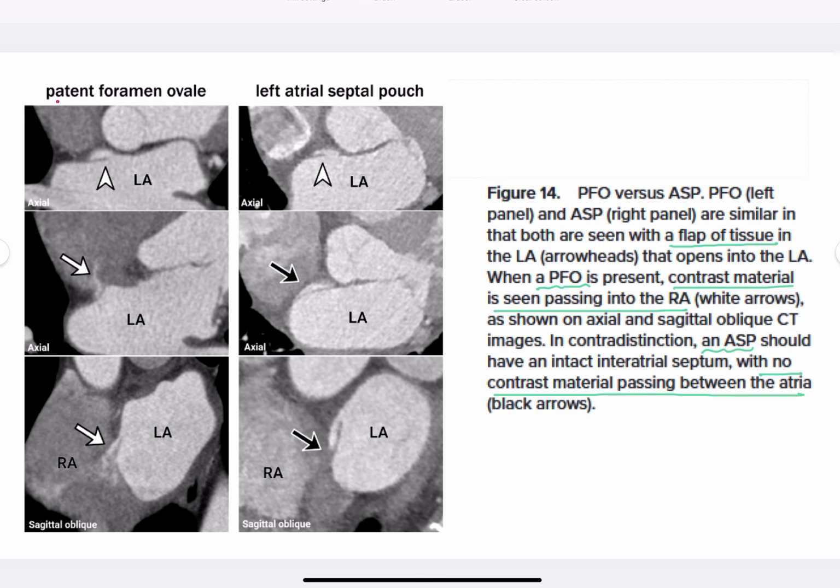So the first one is an example of patent foramen ovale and the second one is a left atrial septal pouch. In both examples we are seeing this flap of tissue which is connecting with the left atrium, but the difference is that in the first image, the left-hand side image, we can see the contrast is passing from the left atrium to the right atrium in case of patent foramen ovale, while no such passage of contrast is seen in cases of atrial septal pouch. So this is the differentiating point. In patent foramen ovale, the contrast material will be seen passing into the right atrium as is seen in this example.